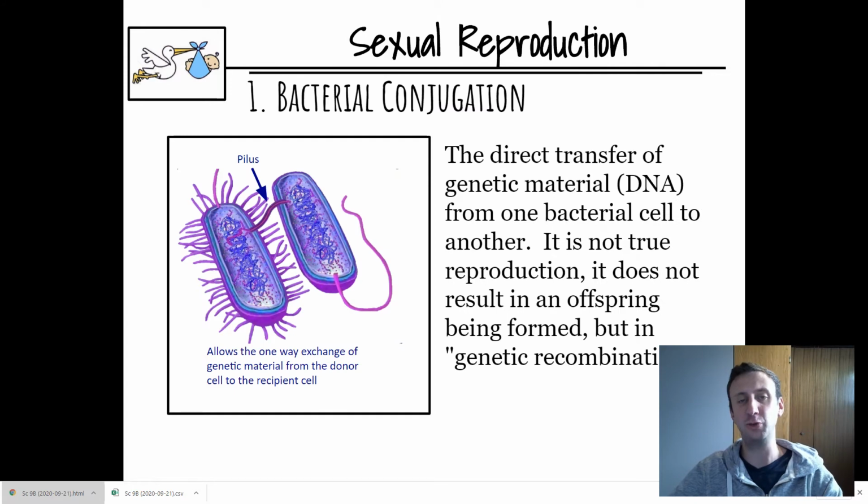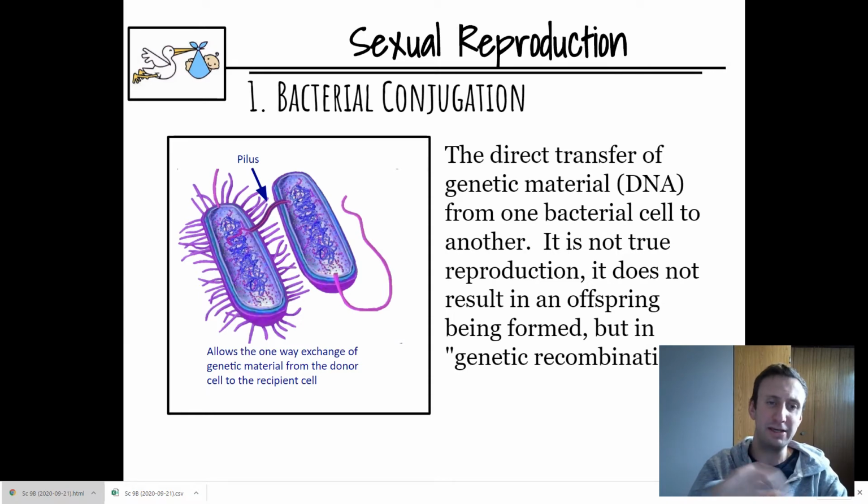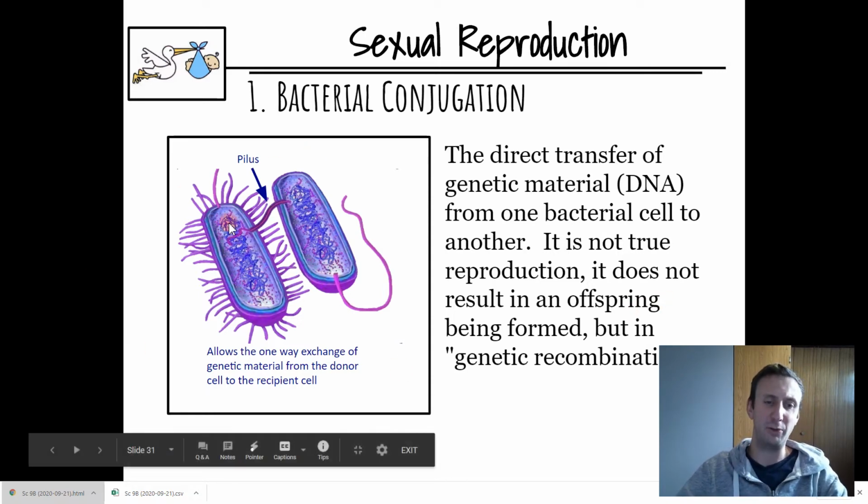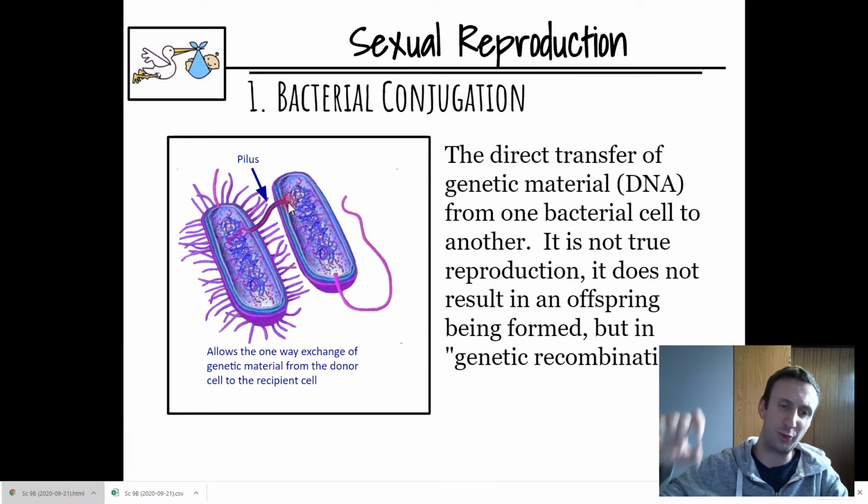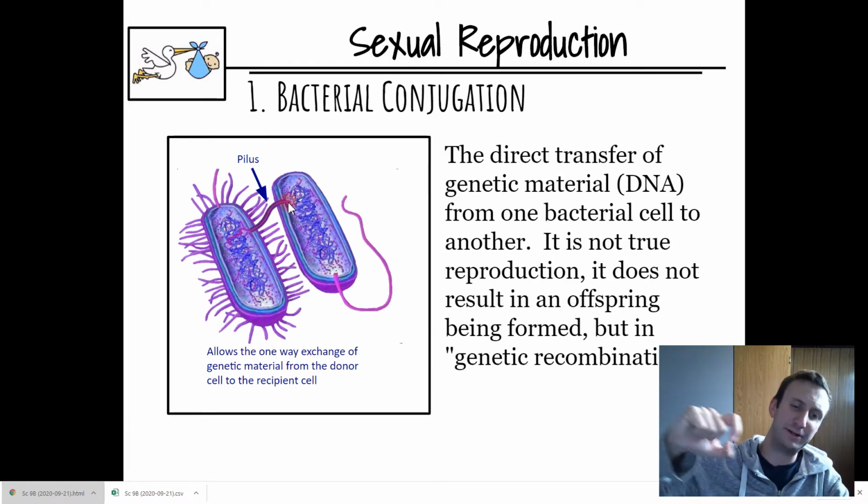So getting into it, bacterial conjugation, like I said, in my mind, this is not really sexual reproduction, but it's closely linked. The reason why is we don't actually get new offspring from this. But bacterial conjugation is the direct transfer of genetic material or DNA from one bacterial cell to another. It actually makes this little tunnel thing labeled here as the pilus, which goes from one bacterium to another bacterium, and then genetic code travels from one bacteria to another.